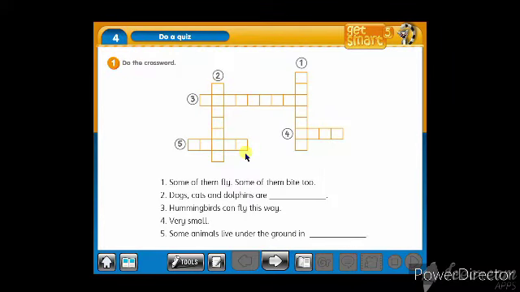Do you enjoy doing crosswords? The next activity is about vocabulary on page 33. So don't get lost and don't lose your minds.